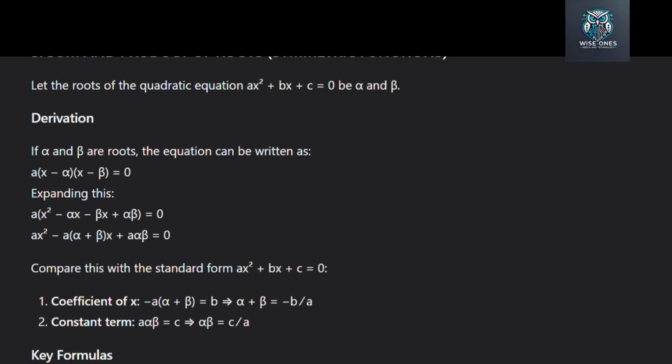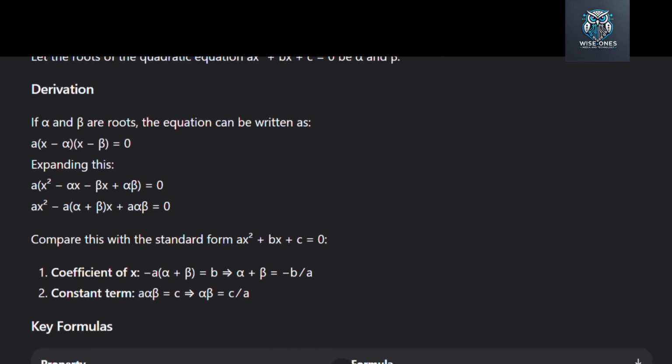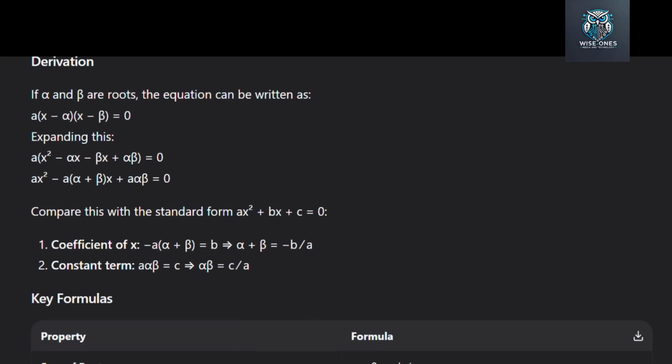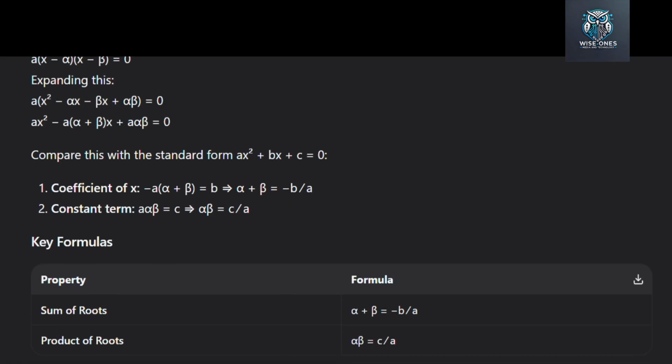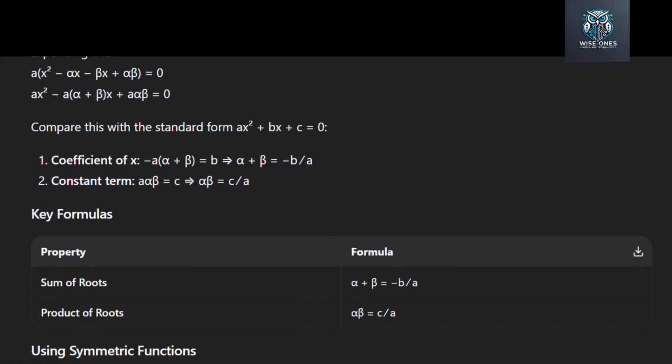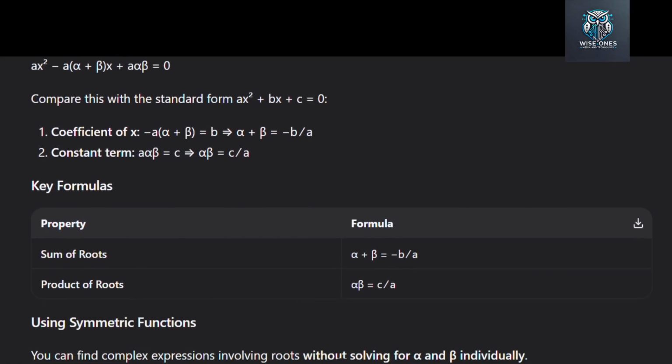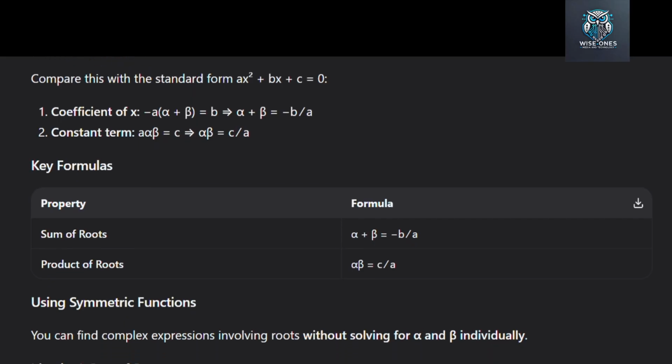Look at the constant term. In the expanded form, it is a alpha beta. In the standard form, it is c. So a alpha beta equals c. Divide by a. Alpha beta equals c divided by a. This is the product of roots.